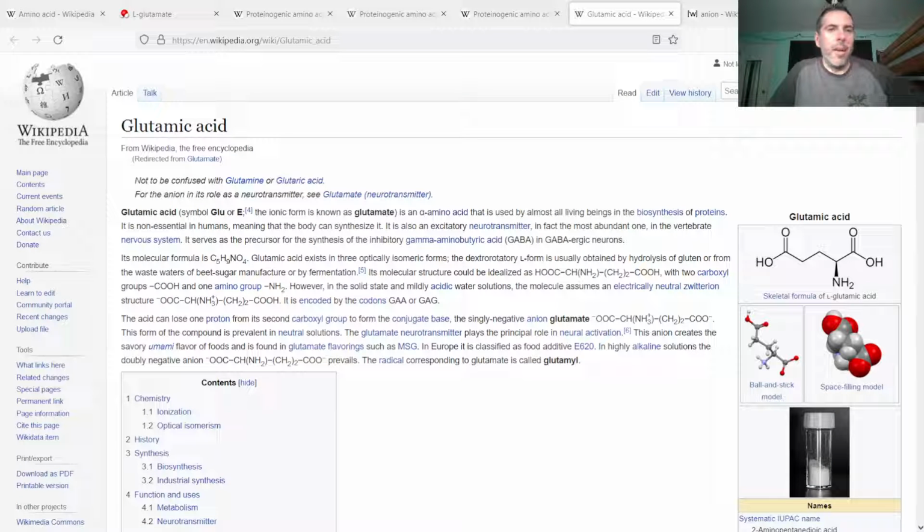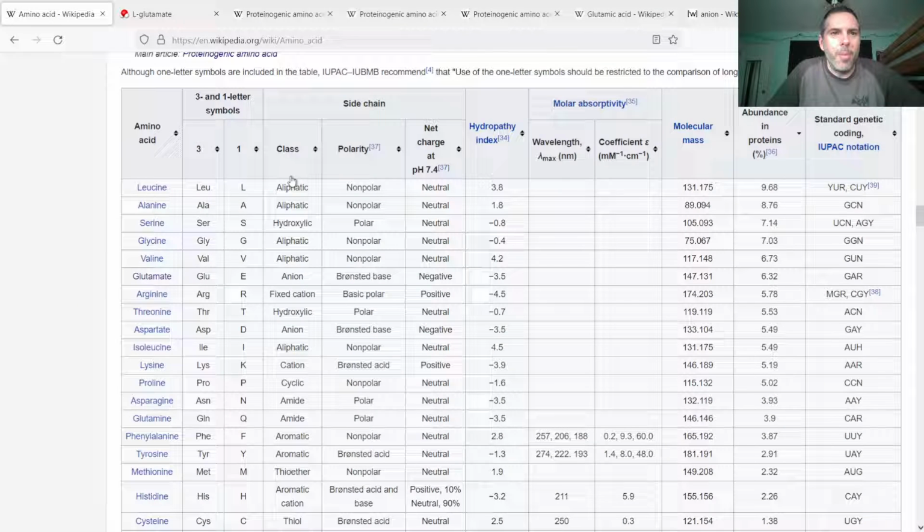The next amino acid to talk about is glutamic acid. I'm here on the glutamic acid page to start because the first thing to talk about is that it's sometimes called glutamate. If it's an ionized version, it's called glutamate instead of glutamic acid, but it's the same thing. Now jumping to the amino acid page, you can see glutamate as the number 6 item on the list, sorted by abundance in proteins.